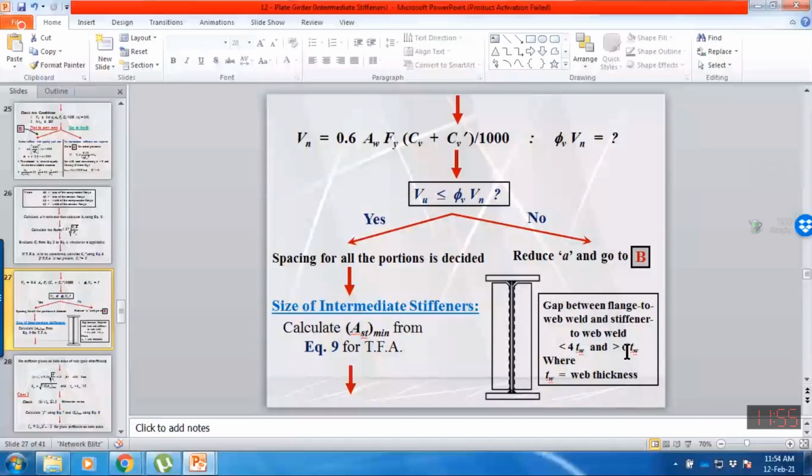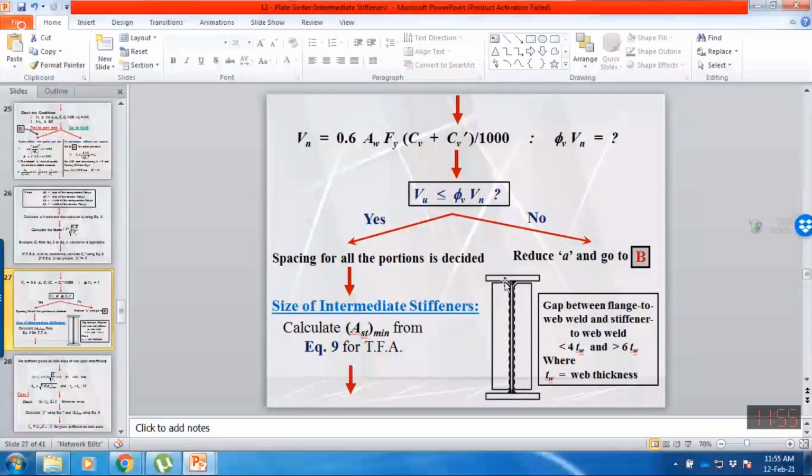Why we provide this gap, I will explain in my next lecture, because we want to avoid stress triaxiality. We want to avoid the three-dimensional stresses at this bottom junction, which may cause cracking at the bottom flange. So how we can avoid this? I shall explain.